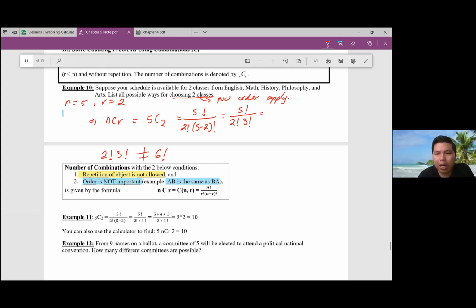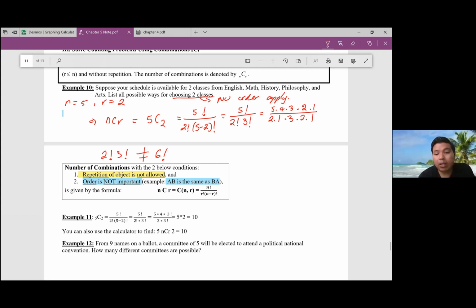So we get 5 times 2 times 3. Why am I doing that? 5 times 4 times 3 times 2 times 1, divided by 2 times 1 times 3 times 2 times 1. So you look at the denominator, the answer is only 12.